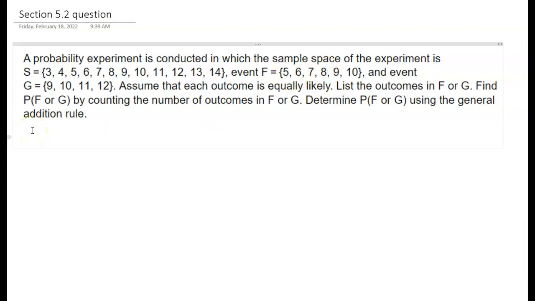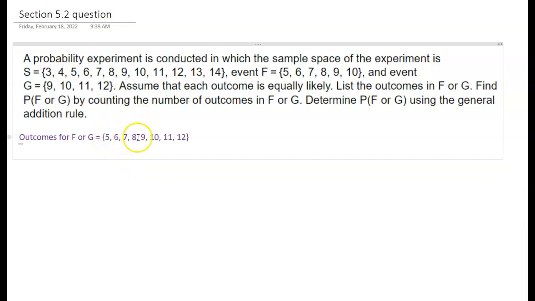So to first list the outcomes for F or G, that's going to be the set that includes everything in F and everything in G, but we don't want any repeats because remember we're going to subtract off where they overlap. So we already have 9 and 10, so that's our entire set. So the probability for getting F or G is just going to be how many, since there's an equal likelihood that each of them will occur, how many items do we have in F or G?